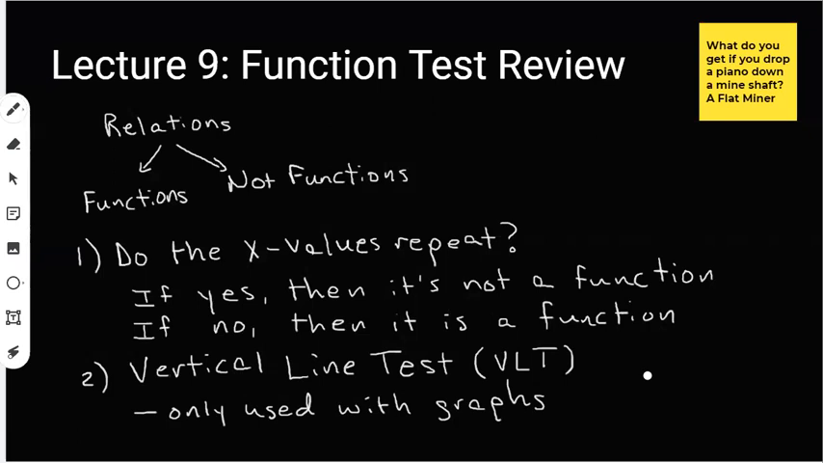So those are the two tests we're going to be using to see whether or not something is a function. We'll use the first test: do the x values repeat themselves? If they do, it's not going to be a function. And then the second way is the vertical line test. I'll leave that up there for a little bit, and on the next slide, we're going to be talking about some of the questions that you'll see on the test.